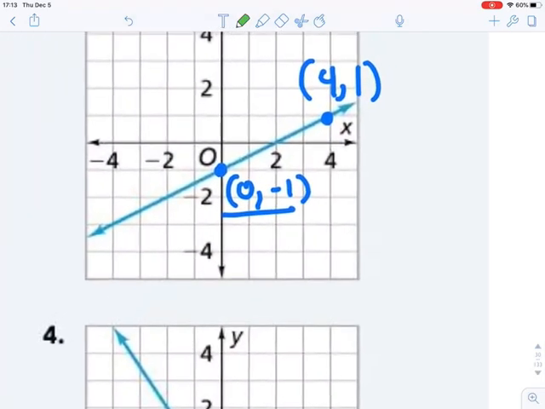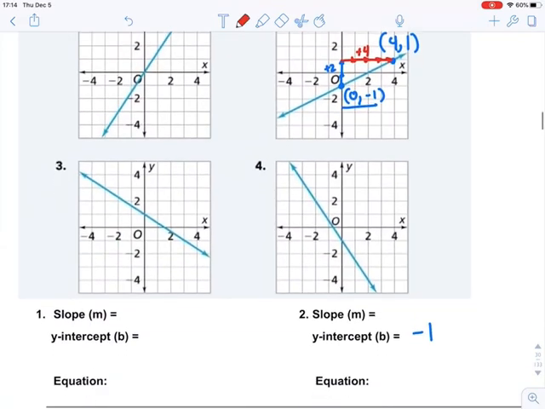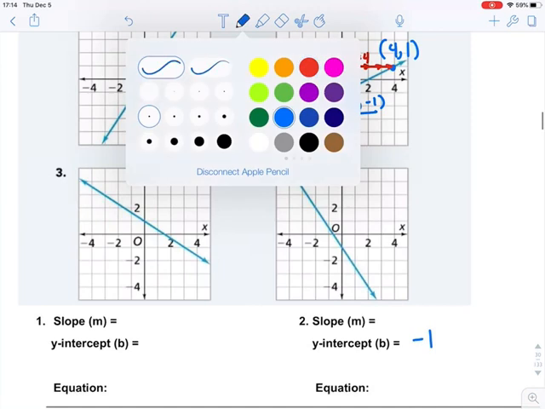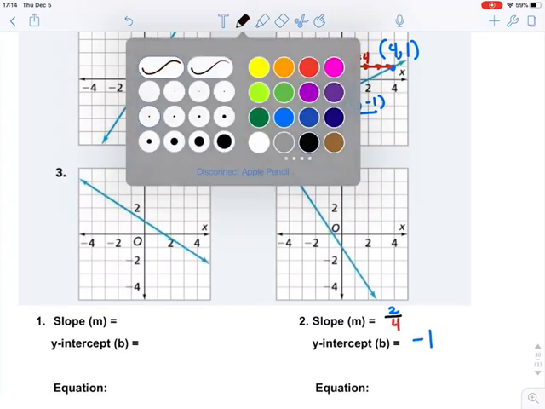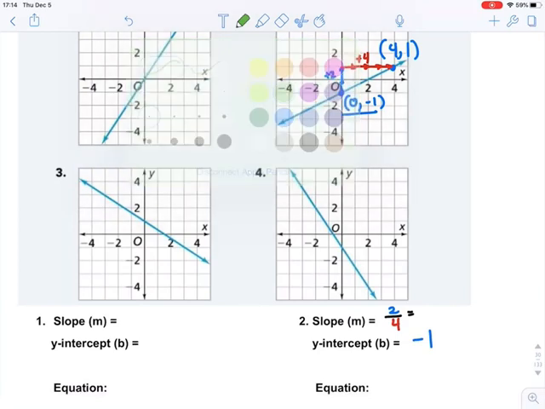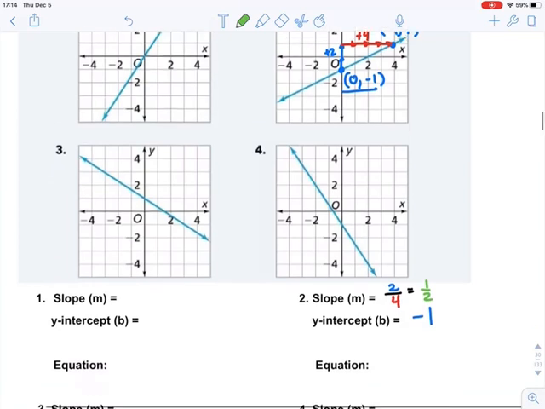Your slope is your change in y over change in x. So here's my y change. I have to go up 1, 2, so plus 2. And then my x change is 1, 2, 3, 4. 2 over 4. My slope is 2 over 4. Now, that can be reduced or simplified into 1/2. 1 over 2.